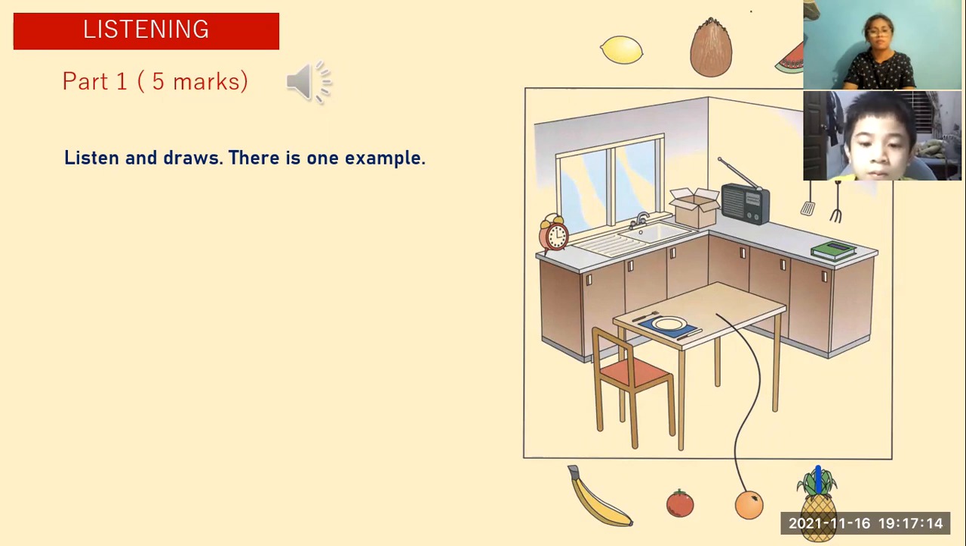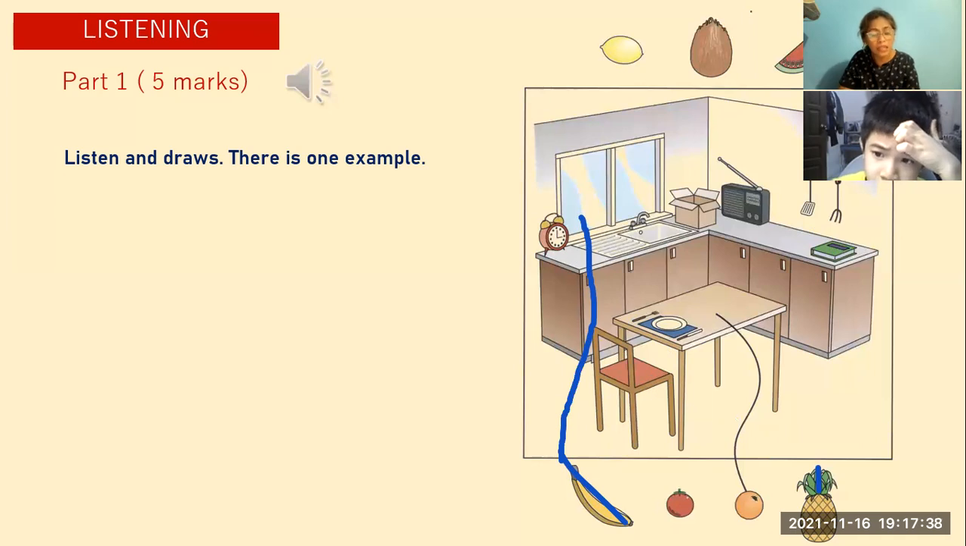1. The banana is in front of the window. The banana is in front of the window. In front. Two. The pineapple is next to the clock. Where? The pineapple is next to the clock. Pineapple next to the clock.